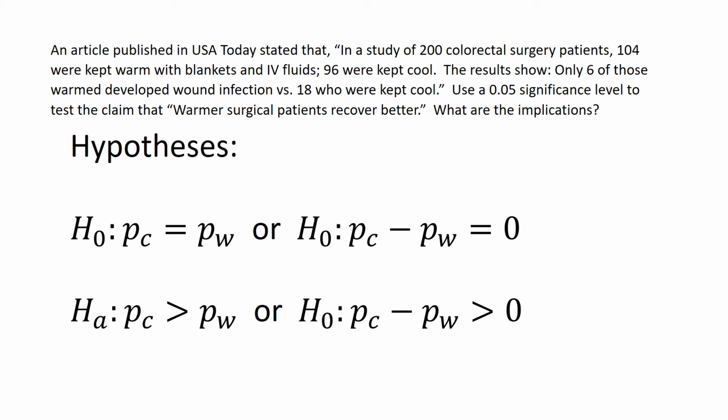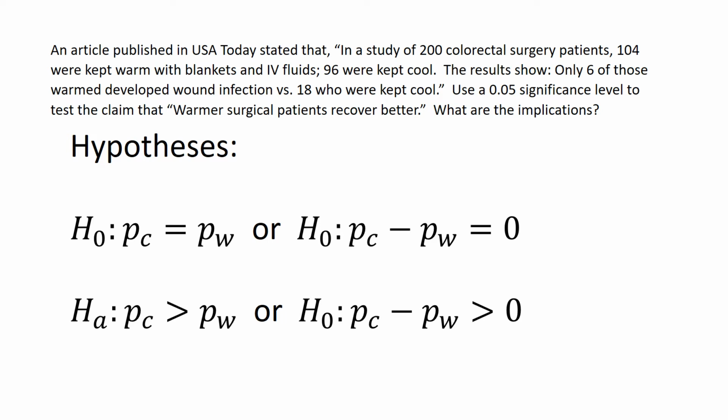Our hypotheses. Our null hypothesis, as with all hypothesis tests comparing 2 different samples or matched pairs, is that there is no difference. Our null hypothesis is that the 2 proportions are the same, or that the difference between the 2 proportions is equal to 0. And again, it doesn't matter how we choose to write this.